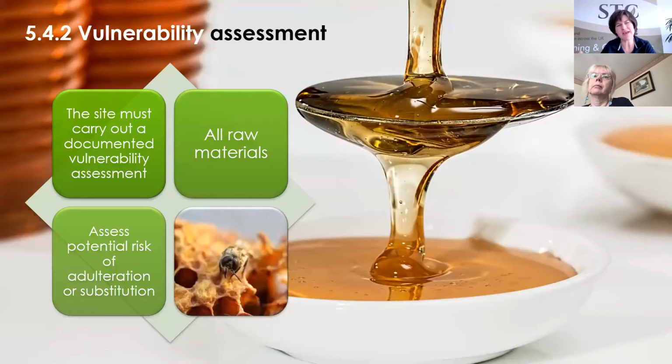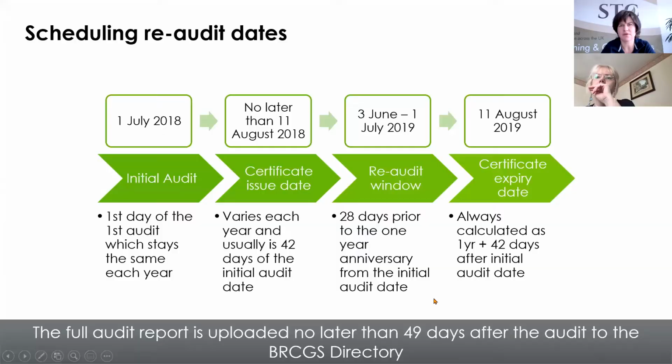Let's jump forward now to section 5.4, another really hot topic. Vulnerability assessment for food fraud. This is a huge subject, and this is just one of the slides that prompts us to talk about what your vulnerability assessment is expected to look like, or what it's expected to cover. Yeah, certainly all raw materials, and of course the potential for adulteration or substitution. Okay, that one always generates a lot of good discussion.